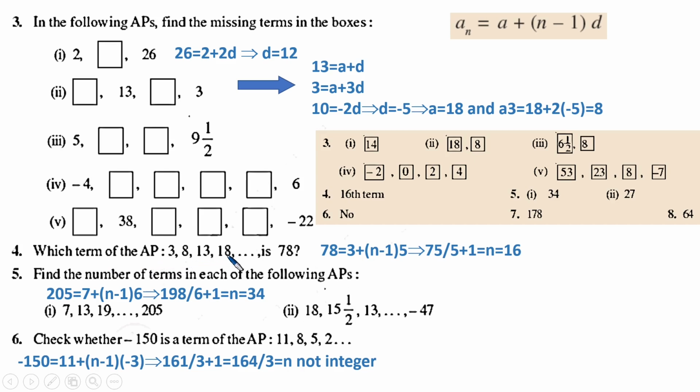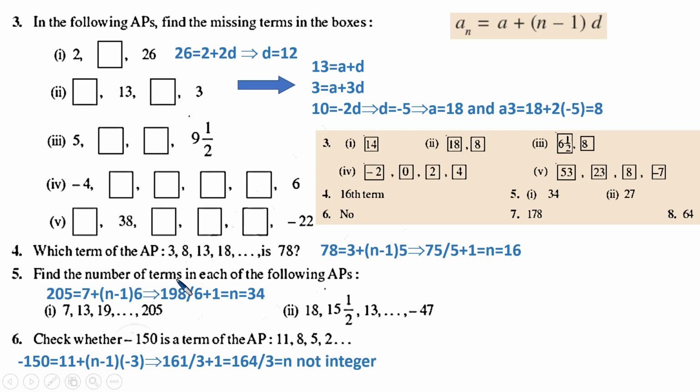Which term of the AP 3, 8, 13, 18, dot dot is 78? So 78 is which term? First term is 3. I have to find n, which term it is. So the nth value I have to know. Nth value is given as 78. So n minus 1 times 5. So I have one equation and one unknown. So it is possible to find. So you just rearrange and you will get n equal to 16.